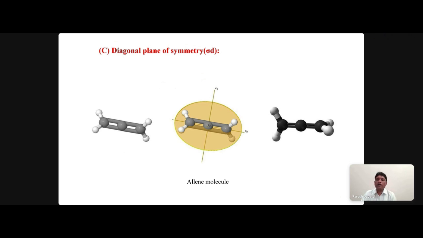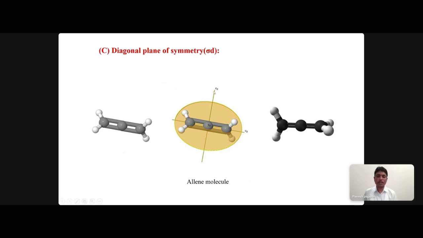The third type of plane of symmetry is the diagonal plane of symmetry, or dihedral plane of symmetry. In case of a diagonal plane of symmetry, we have to imagine a plane that bisects the main principal axis and is situated in such a way that one part is the mirror image of the other part of the molecule. That type of plane can be recognized as a diagonal or dihedral plane of symmetry. This is an example of the allene molecule.